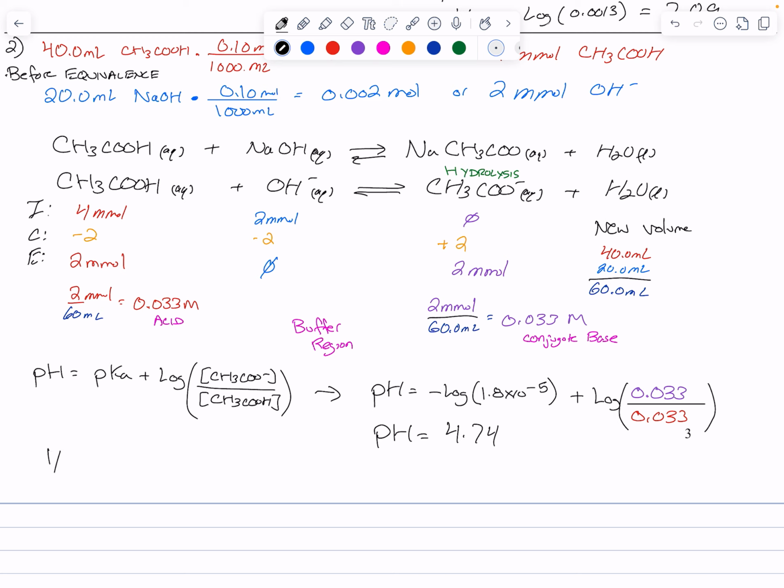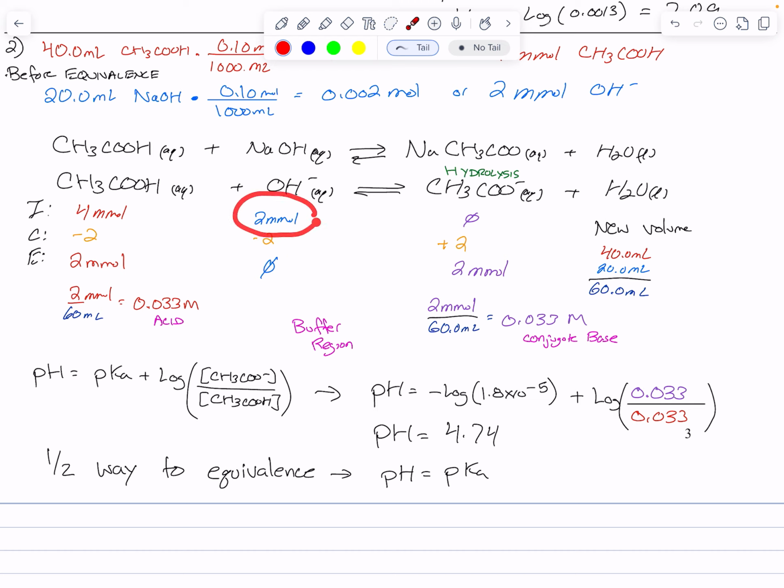And since we are halfway to equivalence, the pH equals the pKa. That's important, that's always good to know. When you're halfway to equivalence, which we have, if you look at this, 2 is half of 4. So anytime we're halfway to equivalence, the pH equals the pKa. Always.